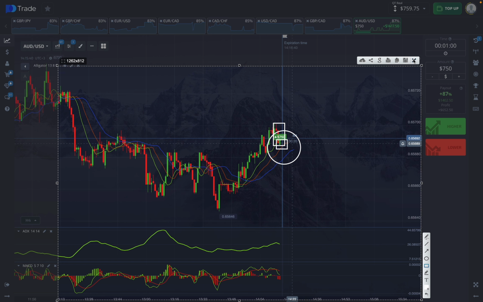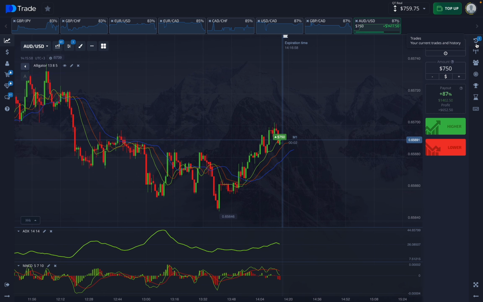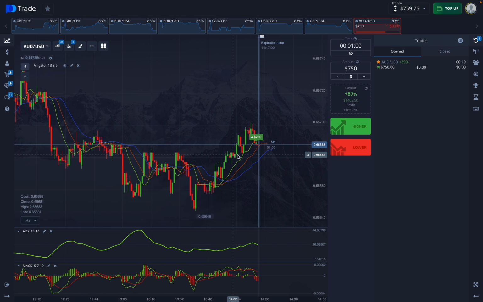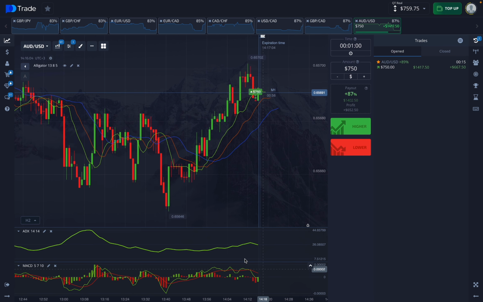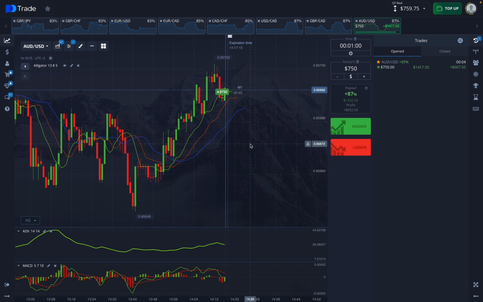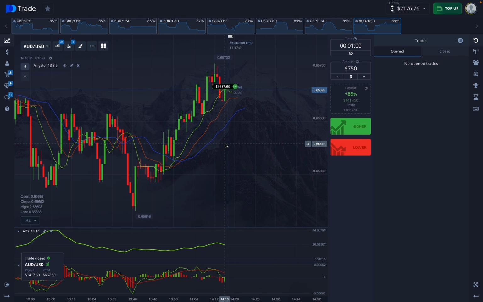Well, I don't really know much about the histogram. Here we simply had a rollback, so in this case we don't have to focus on it. Let's look at the result of the first transaction. And our first deal is closed in profit without any problems.